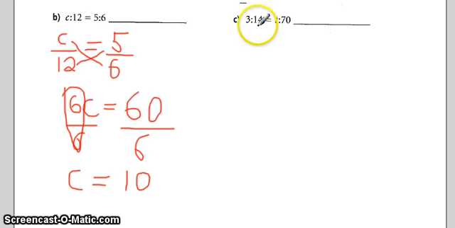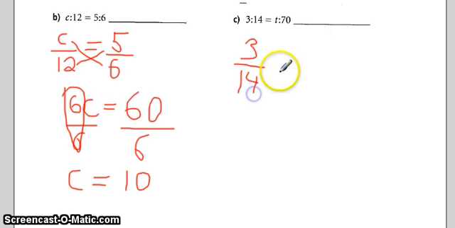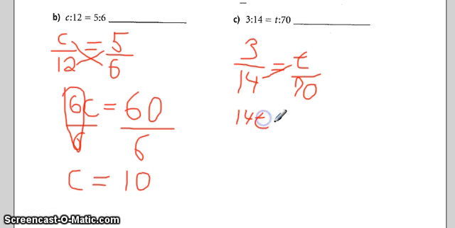Again, we're going to look at another example over here. So I would first write it and set it up here as a fraction, equals t over 70. First thing I'm going to do is cross multiply, sorry. So 14 times t gives me 14t equals 3 times 70, which is 210.